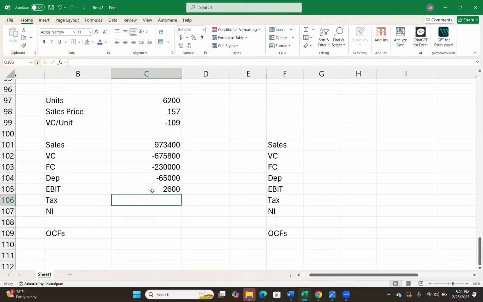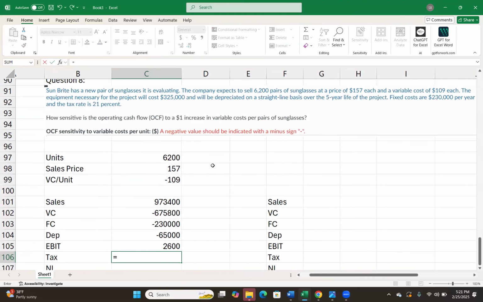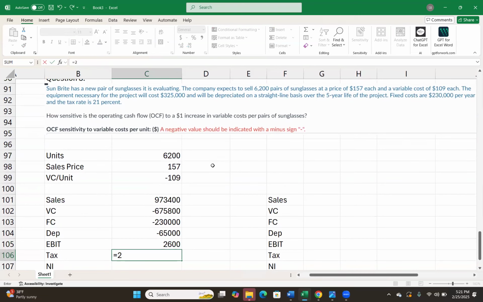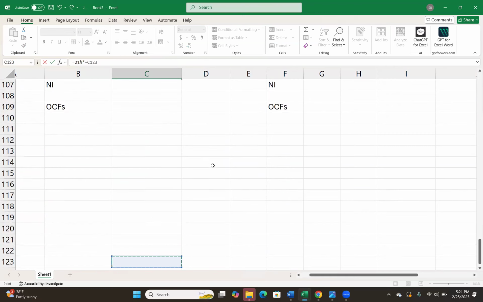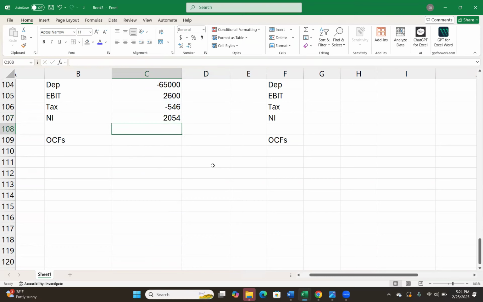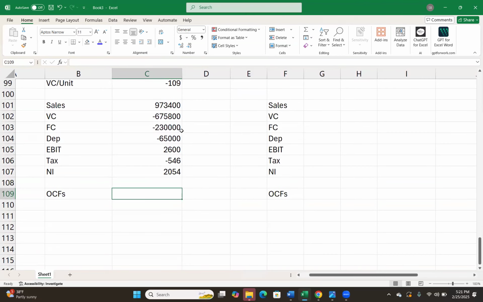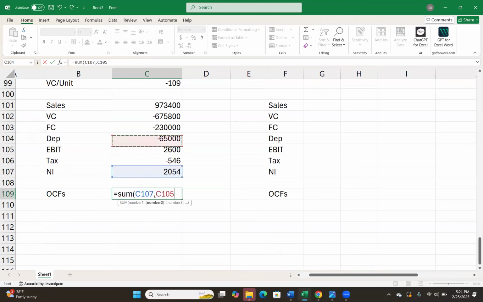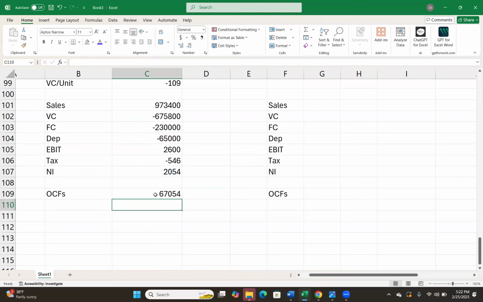Okay, EBIT is the sum of everything above. Tax is 21%. And the sum of these two should be the OCFs. Sum of net income and negative depreciation. Sweet, that looks right to me.